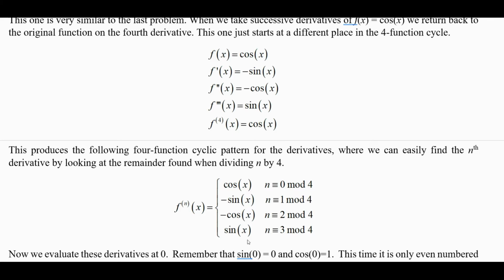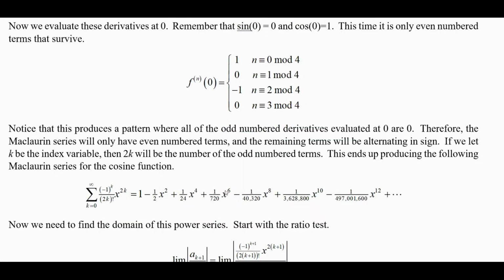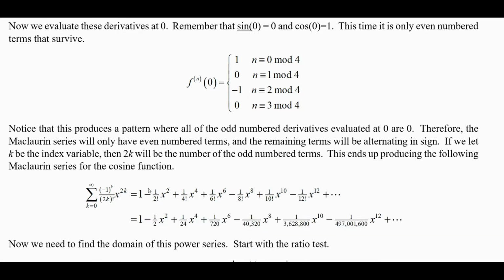Now remember, of course, we want to evaluate at 0, and cosine of 0 is 1 and sine of 0 is 0. So this time, all of the odd power terms disappear, and we're left with only the even terms. If it's even but not a multiple of 4, we get -1. Even and a multiple of 4, we get 1. Okay, so what are we going to get? We get x to the n over n factorial, but we also either get a plus or minus 1 with that.